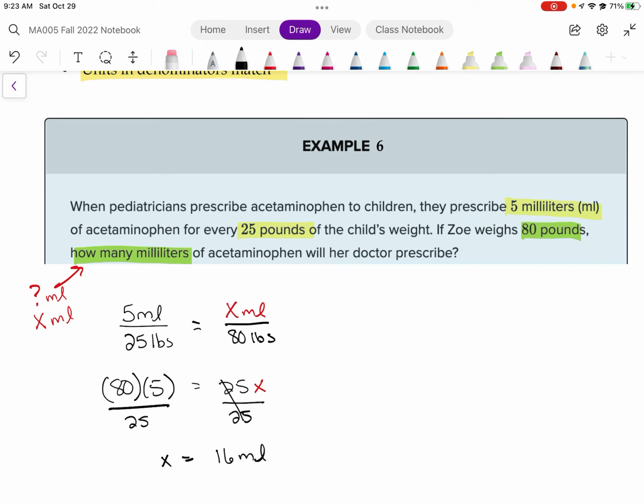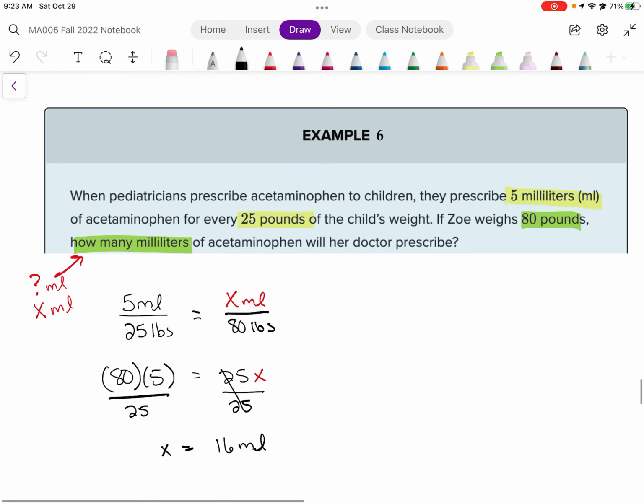Now make sure it makes sense. Don't kill the child, right? We've got 5 milliliters. We don't want to give them 2,000 or 160. So, make sure it makes sense. If they prescribe 5 milliliters for 25 pounds, 80 pounds is like a little more than 3 times that. A little more than 3 times 5 is 15. So 16 makes sense. So you need to listen to that again too, because that is proportional reasoning. That's just thinking about it proportionally.